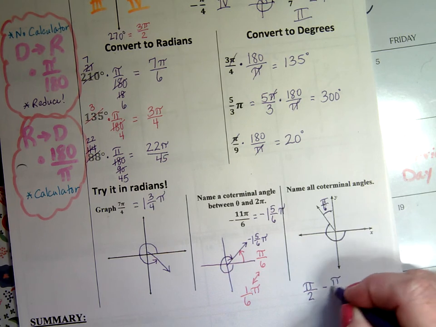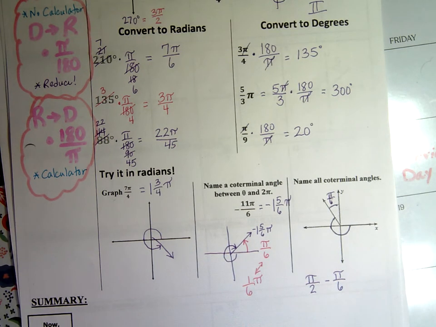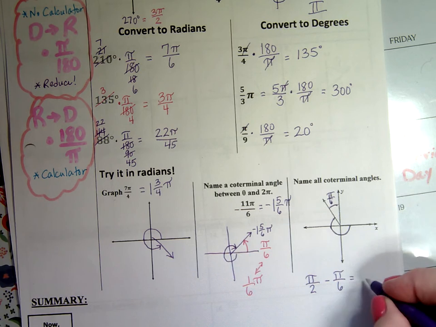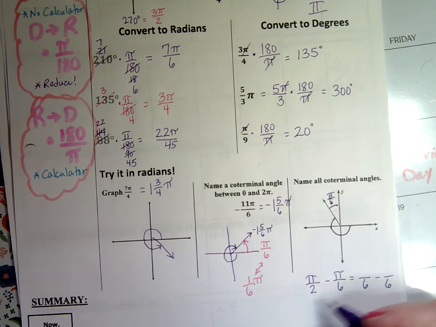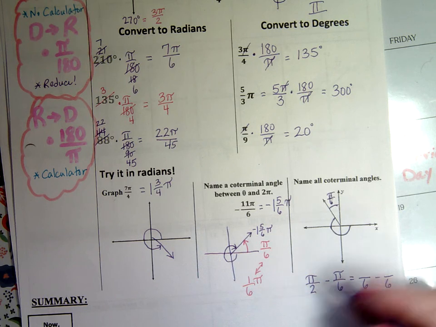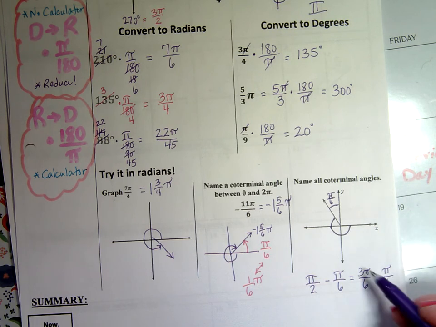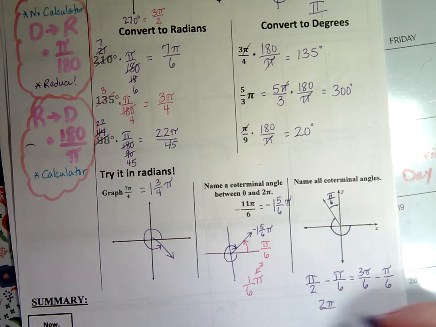So if I take my quadrant, pi over 2, half of pi, and I take away pi over 6, in order to subtract them, I need common denominators. My common denominators are 6's. And so this would be times 3, pi over 6 would be times 1. If I have 3 pi minus 1 pi, I have 2 pi over 6. And 2 pi over 6 is like pi over 3.